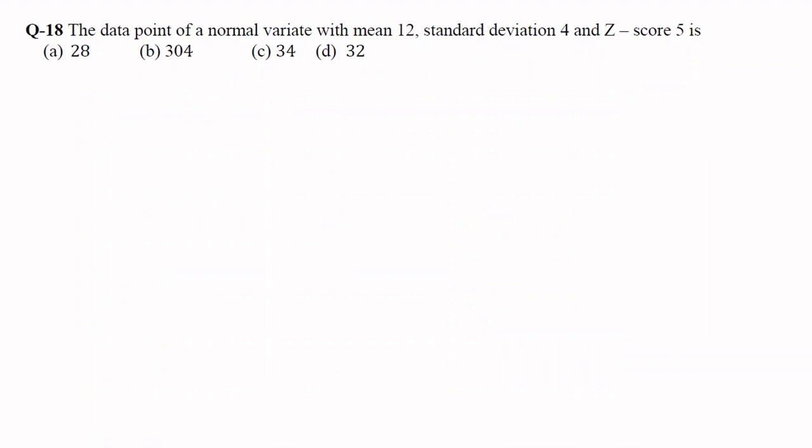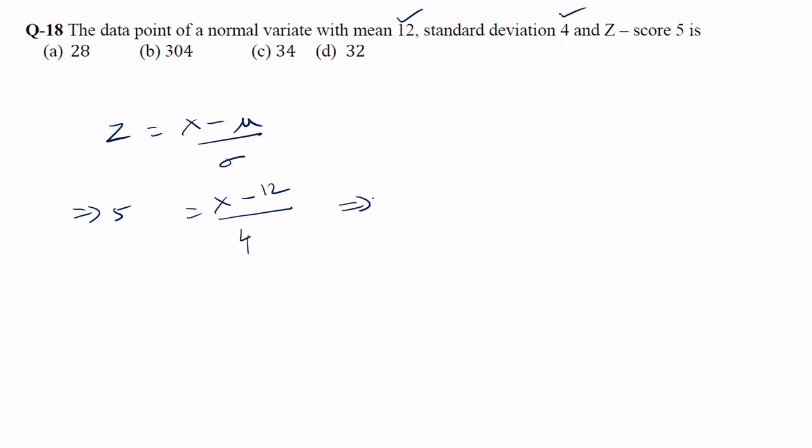The next question, the data point of a normal variate with mean 12, standard deviation 4 and z-score 5 is. So here the z-score is given, we have to find the data point. We know that z is equal to x minus mu by sigma. Here z-score is given 5 equal to x minus mu, where mu is the mean, which is 12, and sigma is the standard deviation, which is 4. So from this we can find the data point x. 20 equal to x minus 12, or x is equal to 32. So the correct option is option D, which is 32.